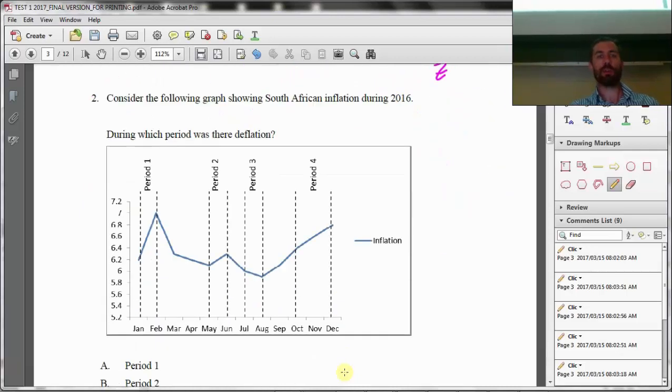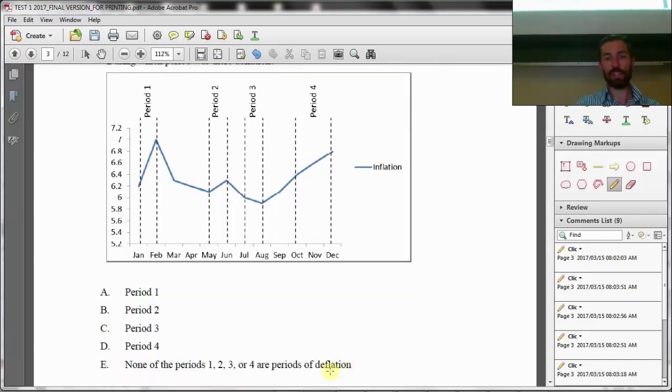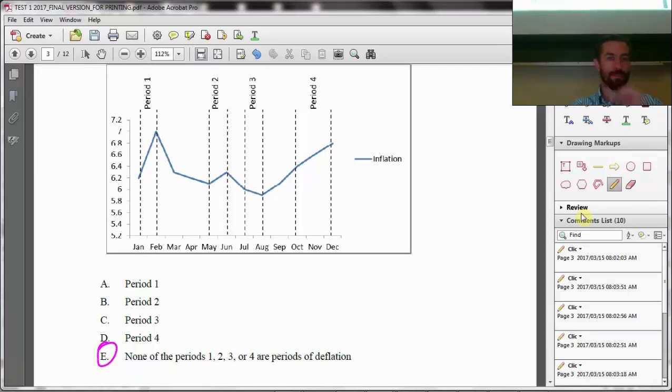Consider the following graph showing inflation in South Africa. When do we have deflation? Well, in order to have deflation, we need inflation to be negative, and at no point on the scale is inflation negative. Therefore, there is no deflation. Any issues or questions? Okay.